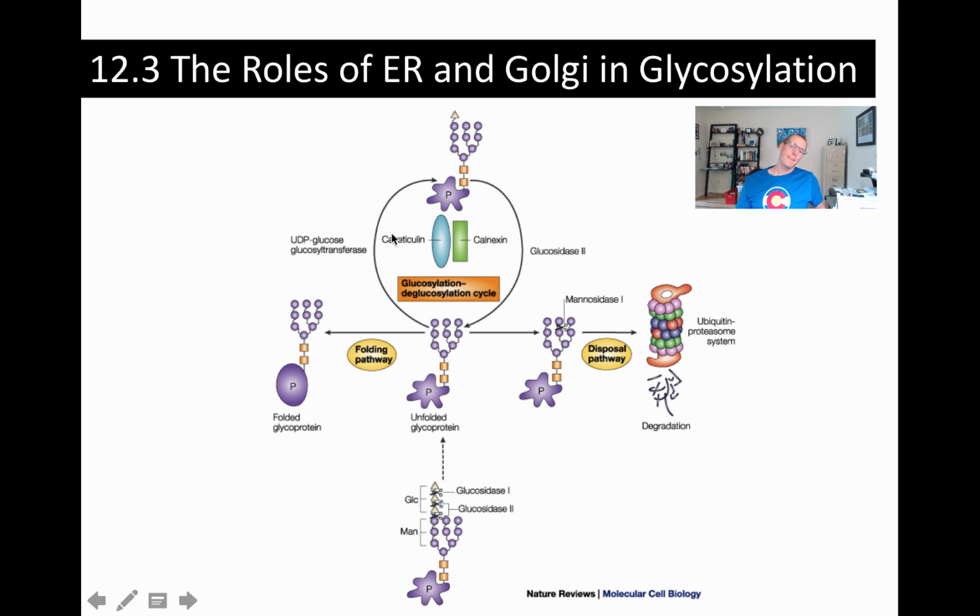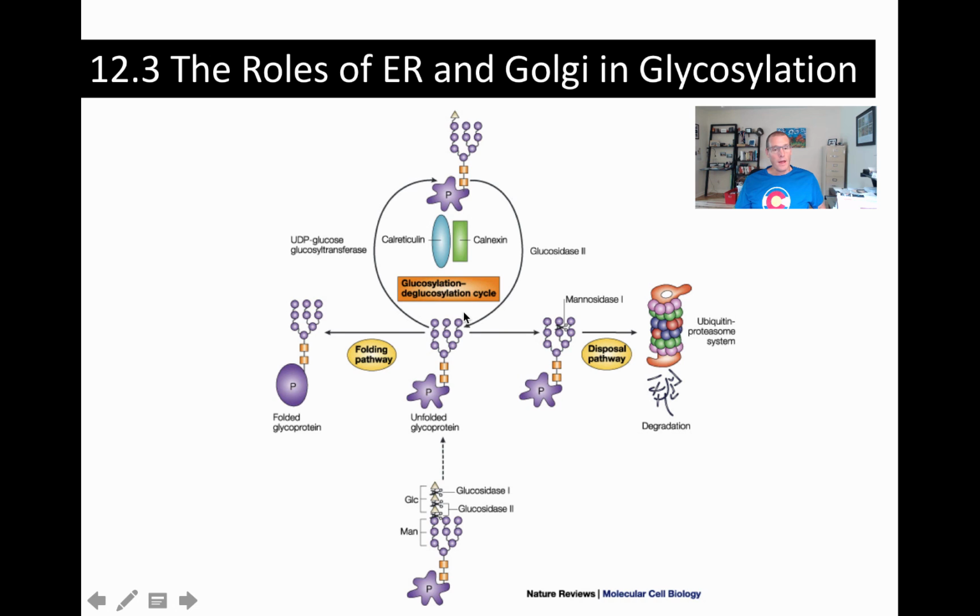When that single glucose gets added back on, then these proteins here, calreticulin and calnexin, can recognize that protein because of its single glucose that was added, and they're chaperones, and those are proteins which are able to try and fold misfolded proteins. And so these proteins try and refold the misfolded protein, and then this enzyme glucosidase 2 takes off the glucose, and if the protein is correctly folded, all well and good, and it goes off and it gets packaged into a vesicle, sent to the Golgi, whatever.